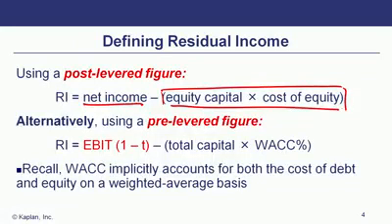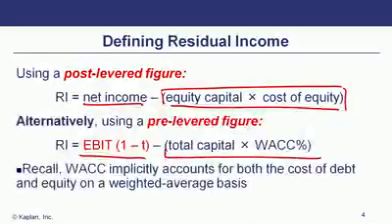Alternatively, you can also use a pre-leverage figure, where you remove the interest portion, put back the tax, and then subtract the cost of total capital. Notice I'm using the weighted average cost of capital, which includes the cost of debt and the cost of equity, or, if there are preferreds, it would also include those. And recall this is done on a weighted average basis.